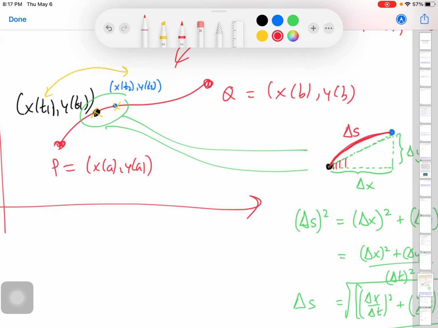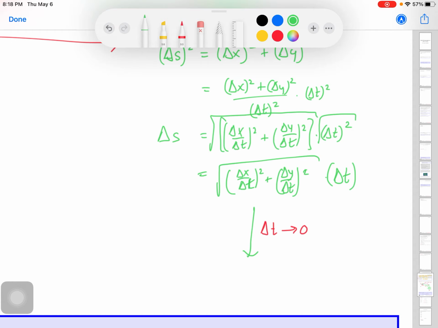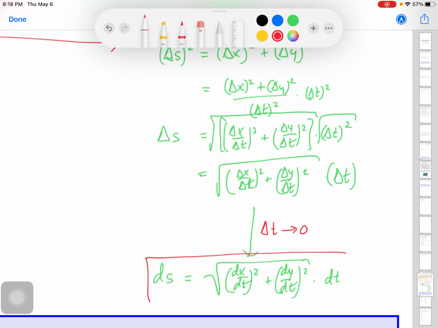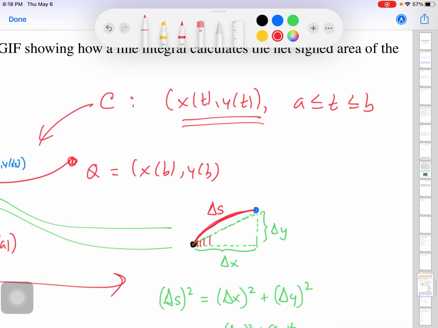If I don't wait very long before drawing these two points, then I am going to get these infinitesimal changes. The infinitesimal change in the arc length is the square root of (dx/dt) squared plus (dy/dt) squared, times dt. This is a great formula to remember and to make sure you understand, because it tells you how the arc length changes infinitesimally based on an infinitesimal change in t when you have a parametrized curve of the form x of t, y of t.